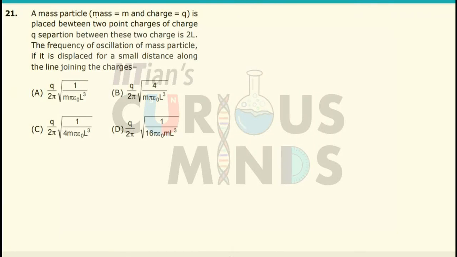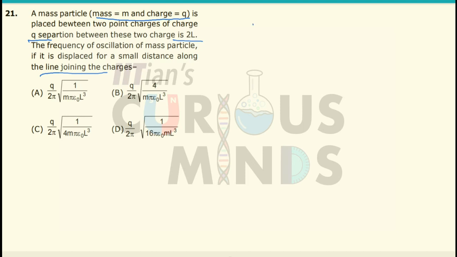A mass particle, mass m and charge q, is placed between 2 point charges of charge q. Separation between the two charges is equal to 2L. The frequency of the oscillation of the mass particle, if it is displaced by a small distance along the line joining the charges, will be equal to.